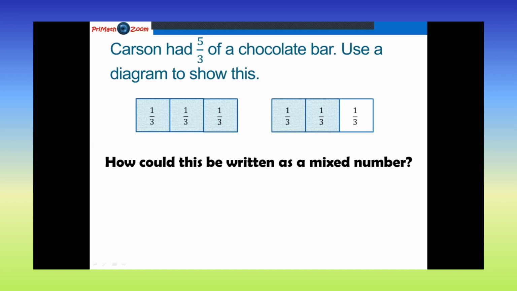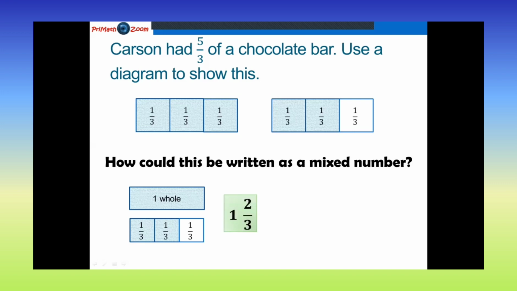Now, how could this be written as a mixed number? Right, 1, 2, 3/3 would create one whole, and 1, 2/3 out of 3/3 will create this 2 out of 3. And the mixed number can be written as this: a big 1 to represent this one whole, and the 2 parts out of the 3 parts as a fraction, a proper fraction. So 5/3 is the same as 1 and 2/3.